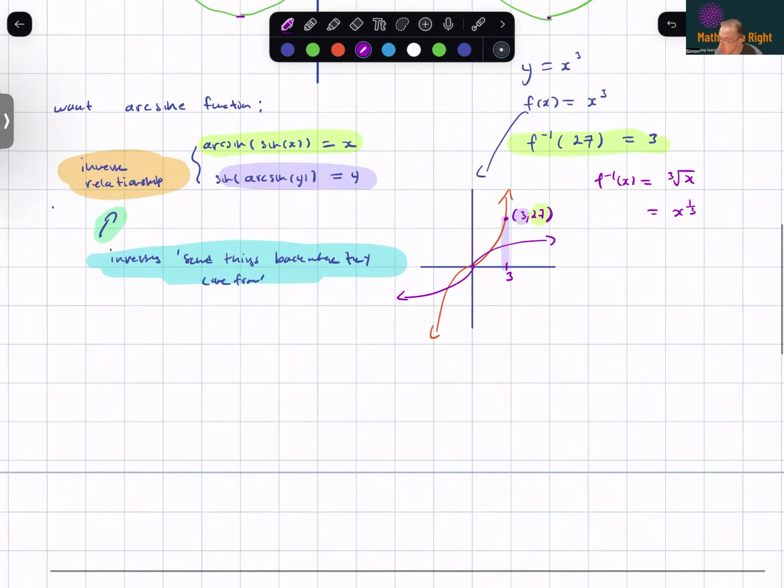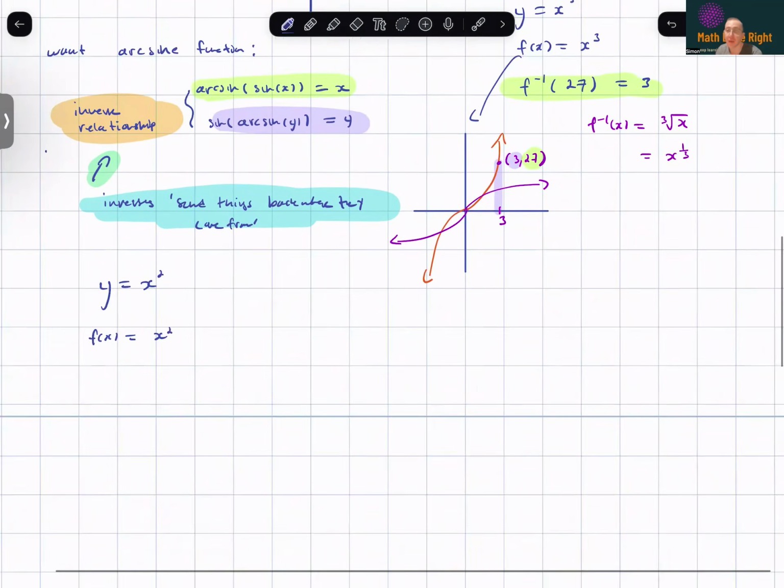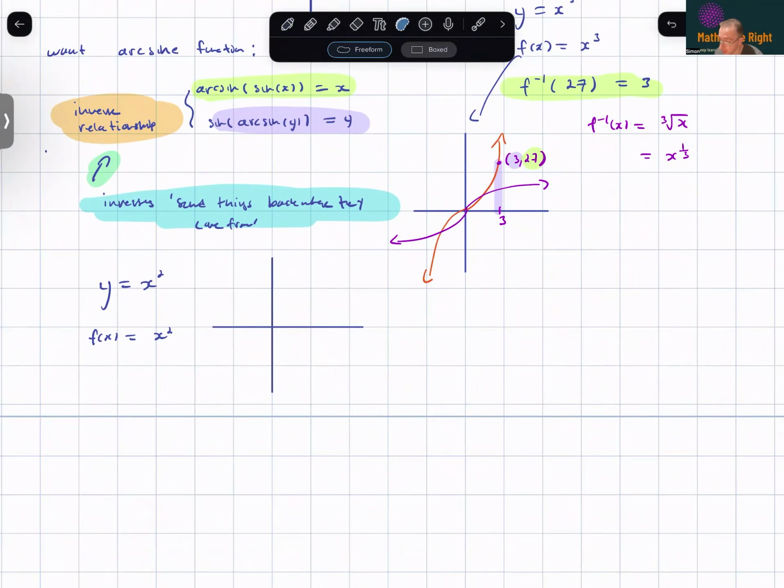What about the squaring function? This is a very illustrative case. If we have y is equal to x squared, or again, let's do f of x is equal to x squared. And if you're wondering why we're getting off topic, this is going to help us understand the sine function. The sine function is more complicated. This is going to help us really understand what we're doing with the sine function. What does the squaring function look like?